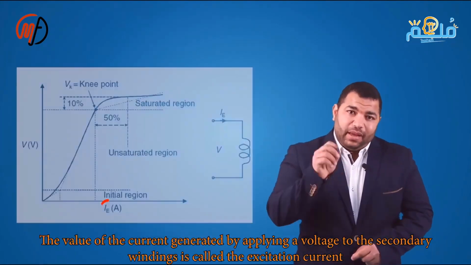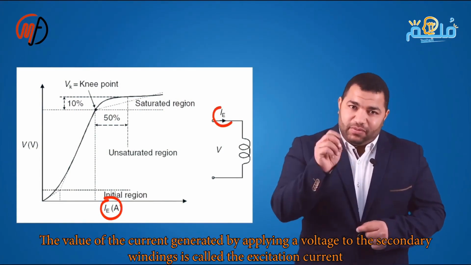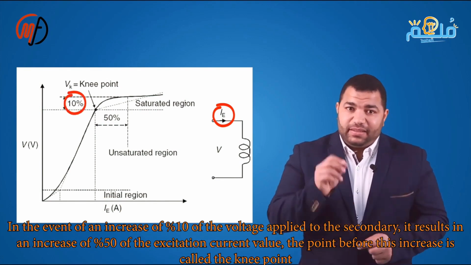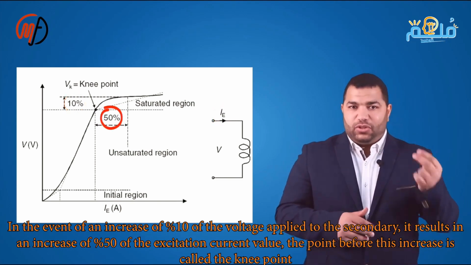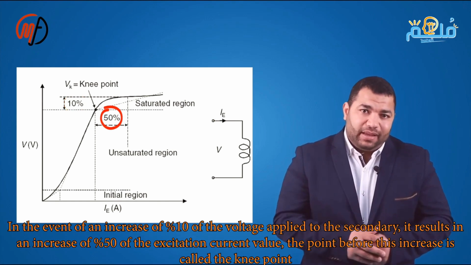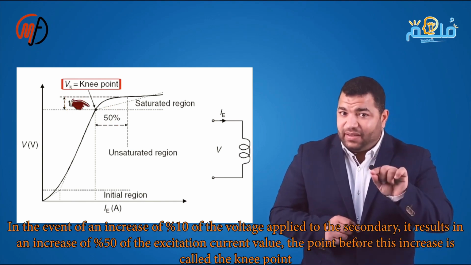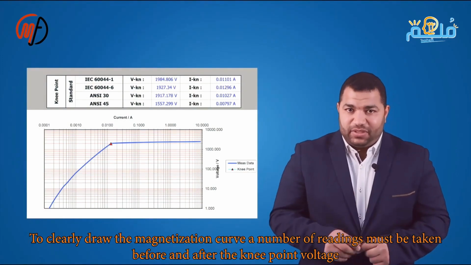The current generated by applying voltage to the secondary is called the excitation current. If a 10% increase in the voltage applied to the secondary corresponds to a 50% increase in the excitation current, then the voltage before this increase is the knee point voltage. To clearly draw the magnetization curve, we need to take several readings before and after the knee point, and then gradually decrease the applied voltage on the secondary until we reach 0 to ensure demagnetization of the core and to eliminate any residual flux inside it.